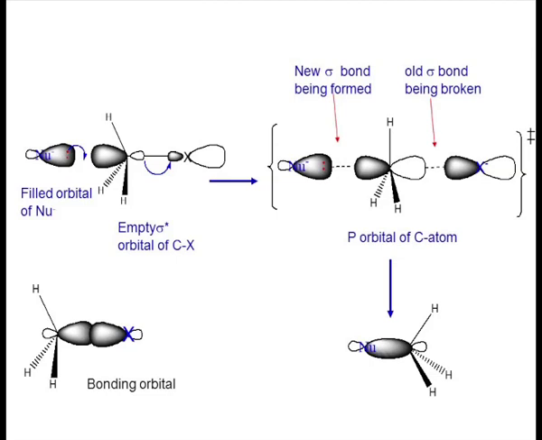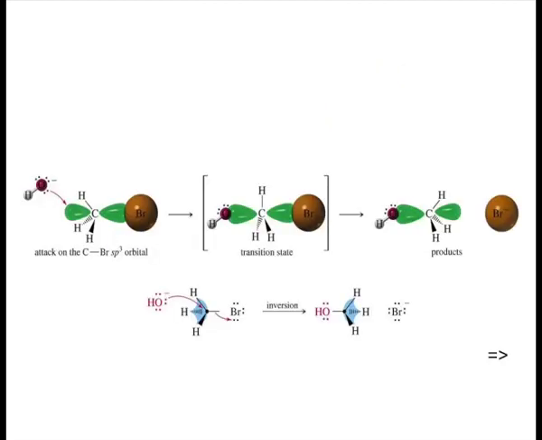So, a new sigma bond is being formed, the old sigma bond is being broken, and the p orbitals of the carbon atom are shown in that way, and ultimately the substrate has changed to the product when the reaction is over. The nucleophile has entered from the opposite side of the leaving group. So, this is a very good orbital picture of the SN2 type reaction.